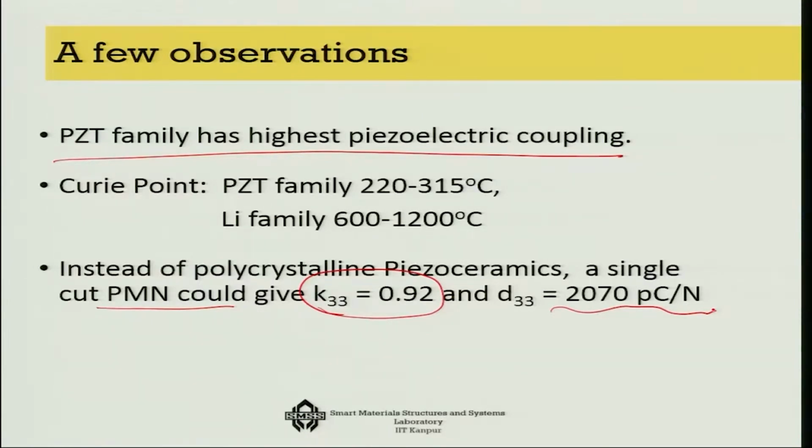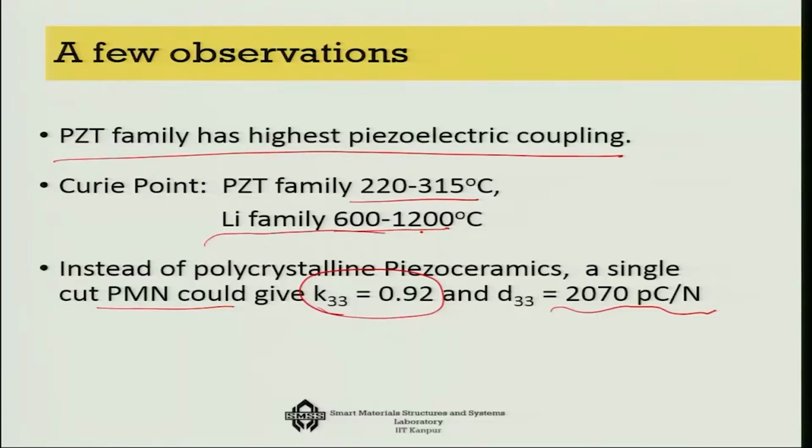The Curie temperature of the lead zirconate family is about 220 to 315 degrees centigrade, and for the lithium family about 600 to 1200 degrees centigrade. This extreme temperature resistance capability matters because beyond the Curie point the material is going to lose its property. So this makes lithium families like lithium niobates very good candidate smart materials for applications like batteries, your laptop battery and things like that.